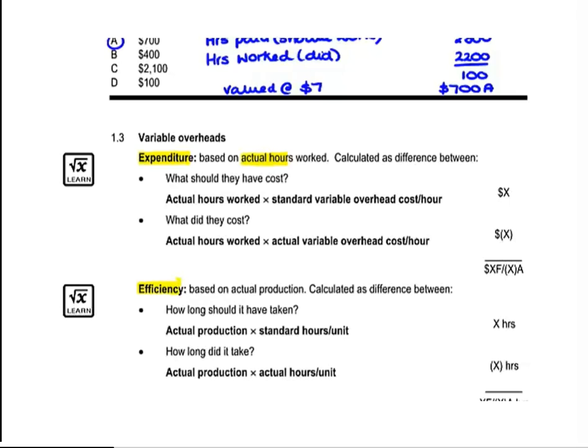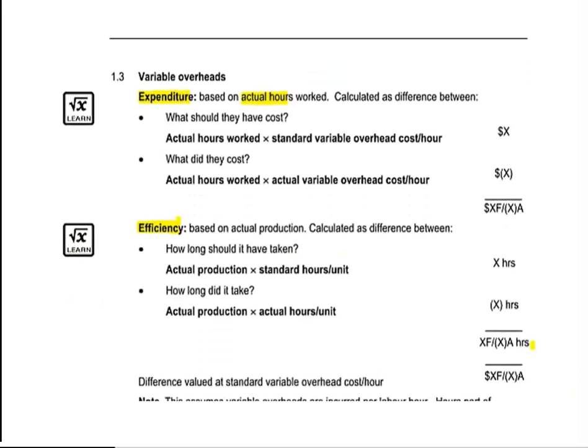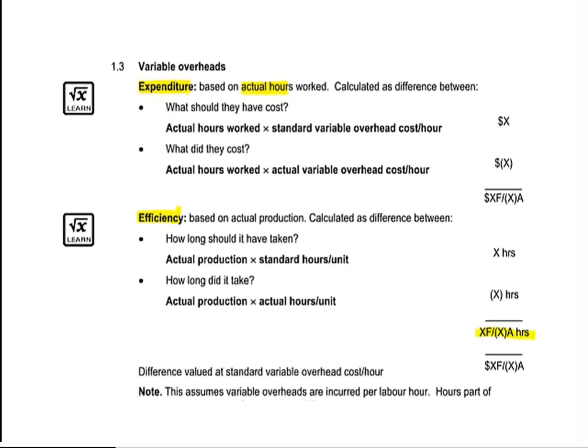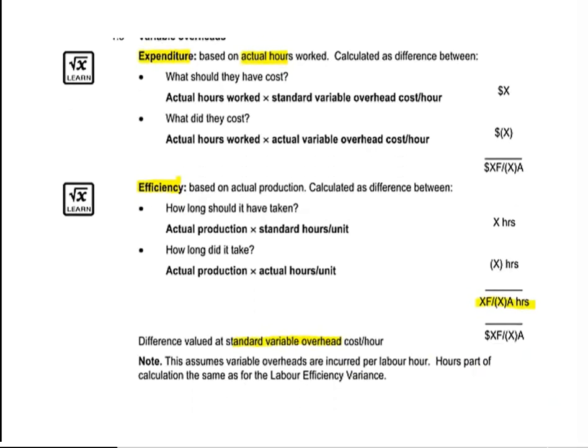The efficiency variance then for variable overheads, because it's based on labour hours, the difference here will be exactly the same as the labour efficiency variance. So we just need to value the difference then at the standard variable overhead rate per hour rather than the labour cost per hour.